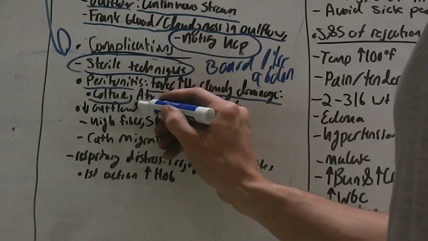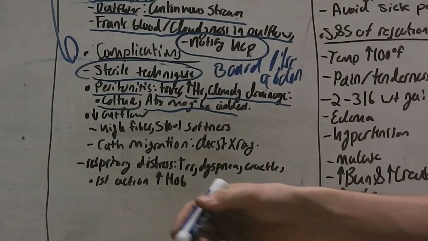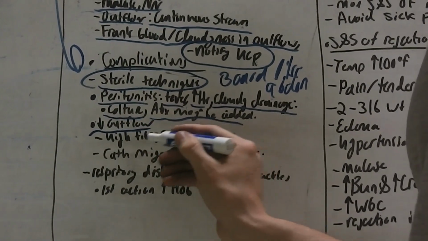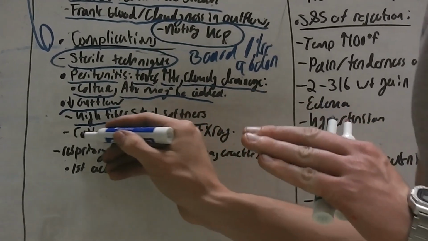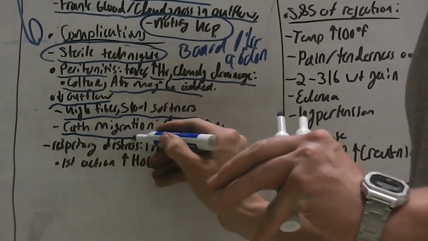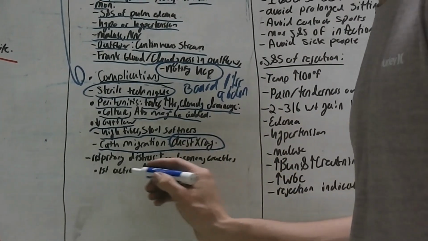Culture. We're going to give them antibiotics, which may be added to the peritoneal dialysis dialysate. If we have decreased outflow, we need to make sure they have a high-fiber diet. We may give them stool softeners. And if we think it's a cath migration, we got to do an X-ray.